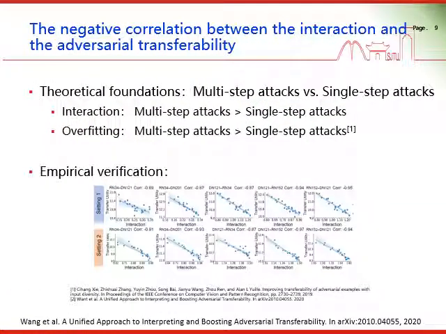Then we further prove the negative correlation between the interaction and the adversarial transferability. We find that the multi-step attacks usually generate more interactions than the single-step attacks. And the multi-step attack is usually more overfitted to the source model and suffers from lower transferability than the single-step attack. So we have an assumption that the interaction is negatively correlated with the adversarial transferability.